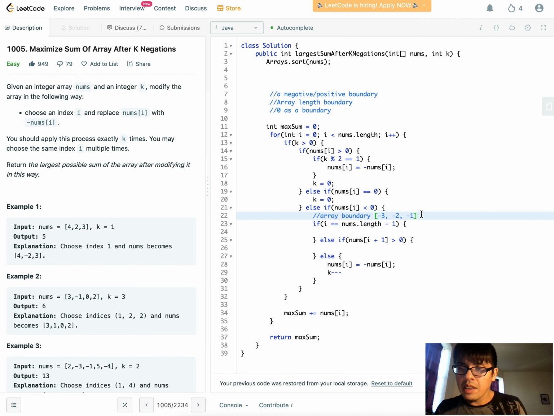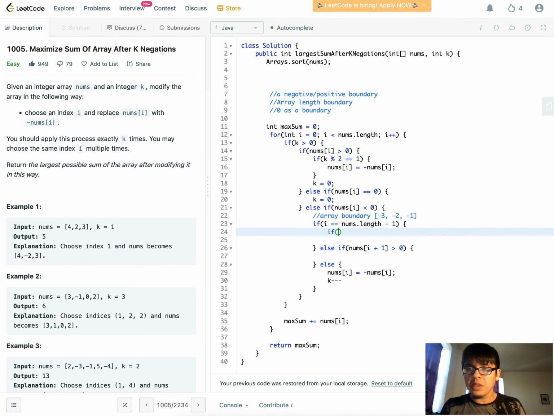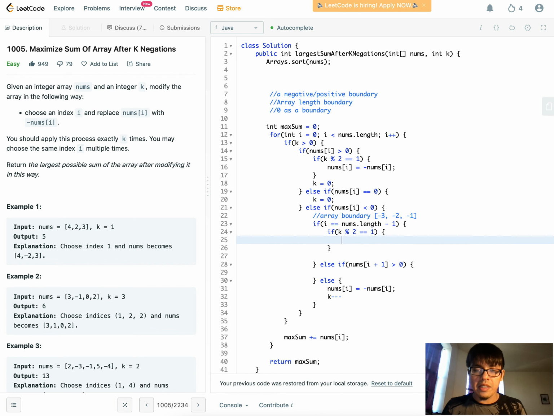In that case, we're going to have to treat this in a special way, because we'll look at the parity of k, whether it's odd or even, again kind of similar to the positive case, and we'll negate the number based on its parity.